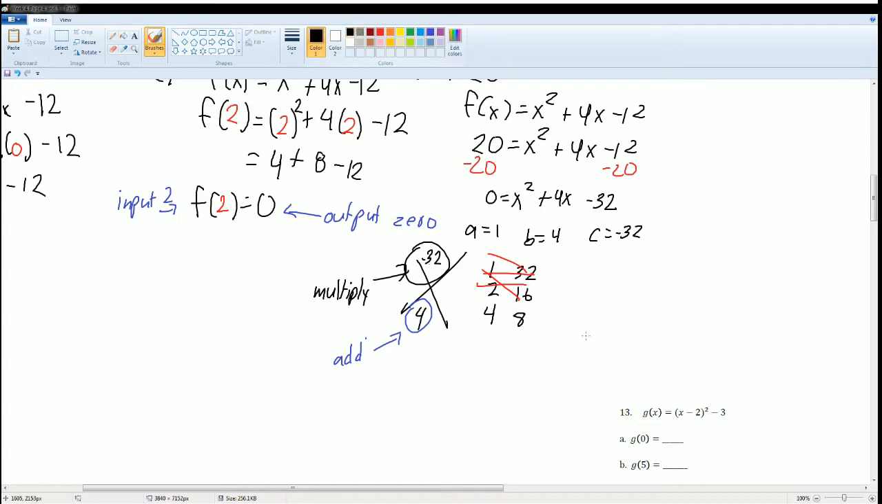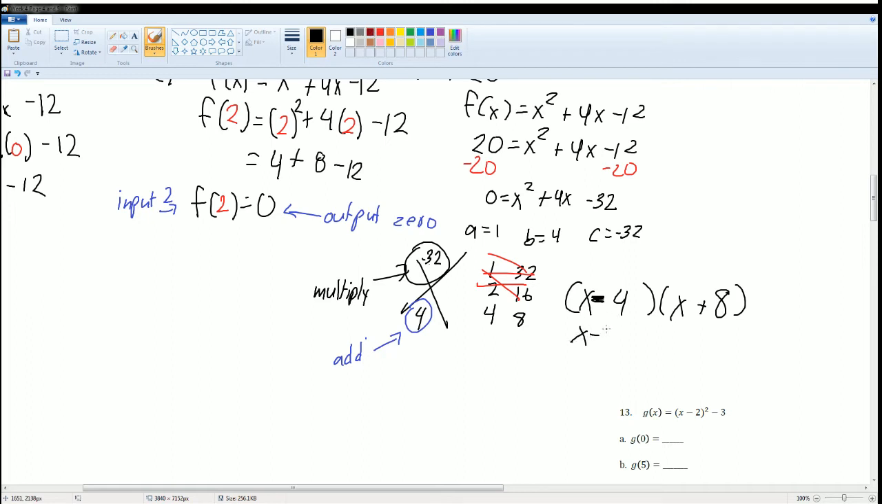All right, so your answers are x and 4 and x and 8. But one of them has to be negative, right? Because we're trying to make 4. So which one's going to be negative? It's probably going to be the plus 4 minus 8. No, that's wrong. Negative 4 plus 8, because once you multiply this together, 8 plus negative 4 gets you that 4. Negative 4 times 8 gets you the negative 32. Correct.